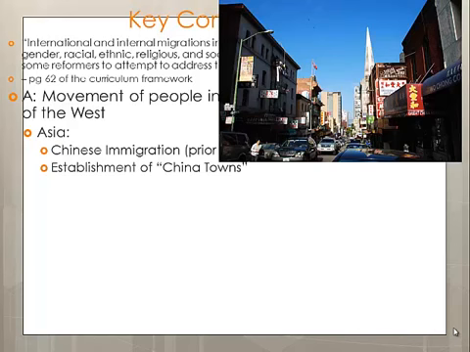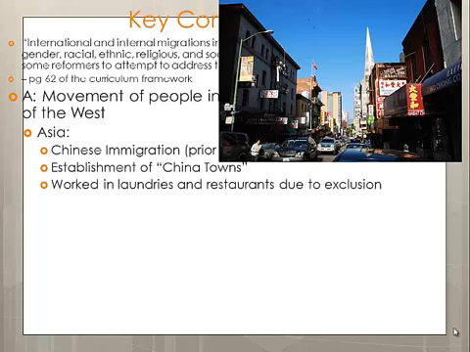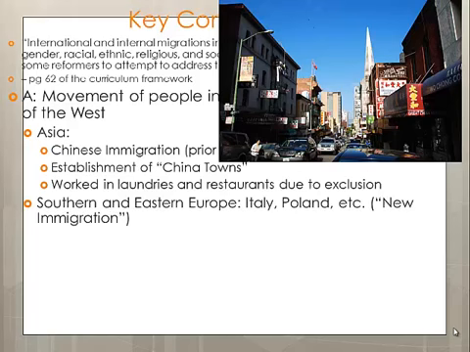And we'll see that different ethnic and immigrant groups will settle in specific areas of cities. And the Chinese would work in laundries and restaurants due to exclusion. There were not a lot of jobs available to them, so many of them would work in laundry industries as well as restaurant industries because those were the few jobs that they were able to take.